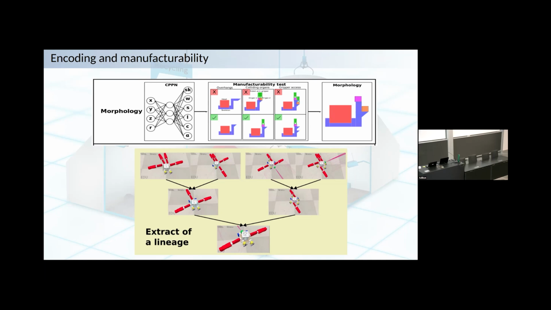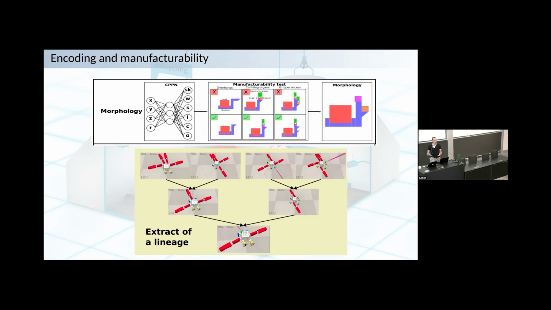This is the input of your CPPN. You will query the CPPN for each voxel, and the CPPN will output what you will put in your voxel. The CPPN could say you have to put a piece of plastic, which corresponds to a bit of the skeleton, SK here on the slide, or a wheel, or a sensor, or a limb, or a caster wheel. And we have a last output, alpha, which is the orientation of the component, if this is a component.